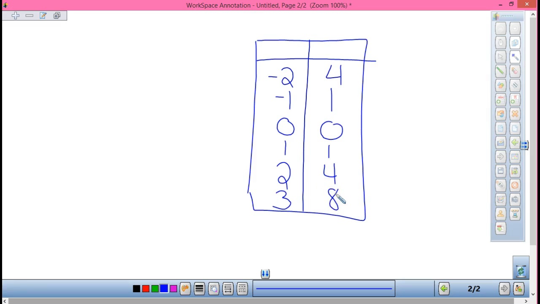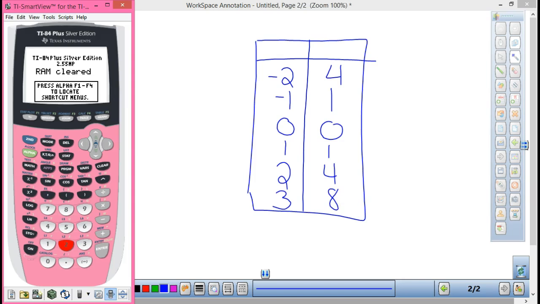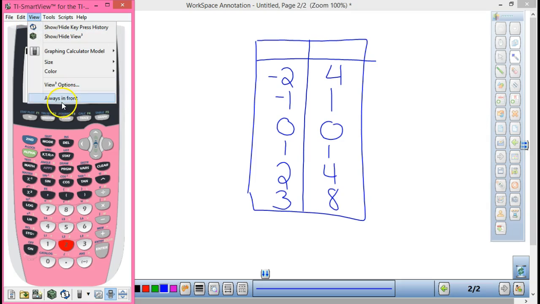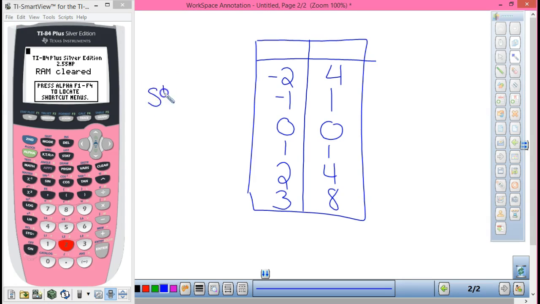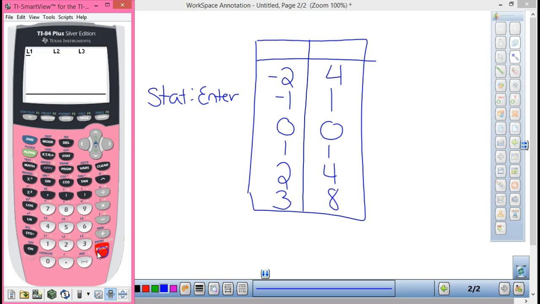right? So, who will remember what we start with? Tim? Well, what do we put? Yeah, what do we push to start? Alright, so we've got to go stat and enter, right? Stat, we hit enter, and we're going to enter in our L1 and our L2.